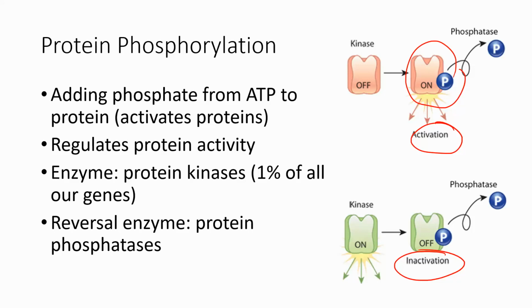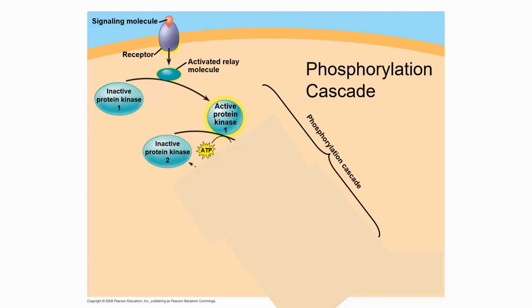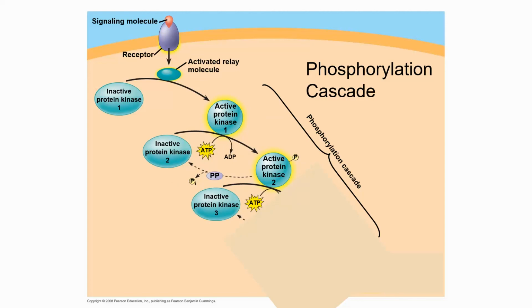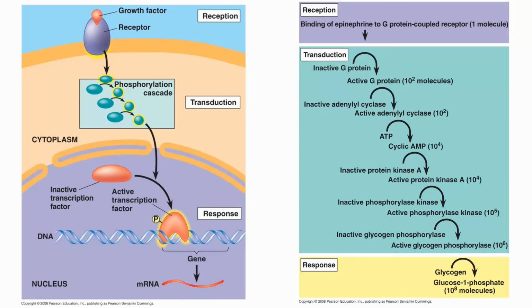All right. So we're going to look at a bit of a phosphorylation cascade, which is a series of molecules phosphorylating each other. So we have a signaling molecule that's got a receptor bound to it, and then that activates a relay molecule, which is going to then phosphorylate or activate a protein kinase. That protein kinase, when it becomes activated, can then activate the second protein kinase. That second protein kinase, when it becomes activated, can then activate a third protein kinase, and that third protein kinase can then activate some other protein, which can then trigger a cellular response. So a phosphorylation cascade is basically a bunch of things phosphorylating each other, and we'll talk about why that's important in a minute.